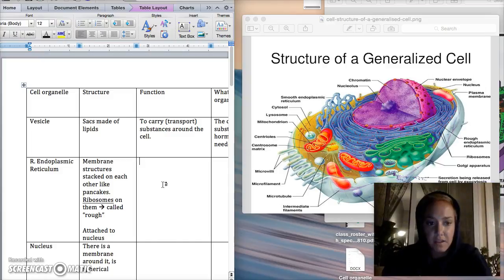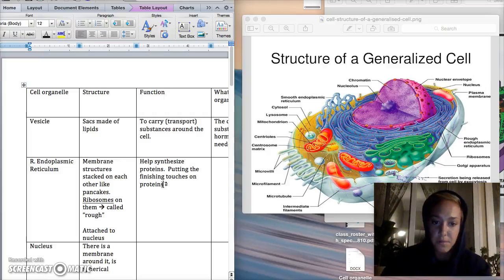The function of that, make it super simple. Okay, so the rough endoplasmic reticulum is going to help synthesize proteins. And I always think of this as like putting the finishing touches on proteins. Okay, so manufacturing. The reason why it's proteins is because it's studded with these ribosomes.